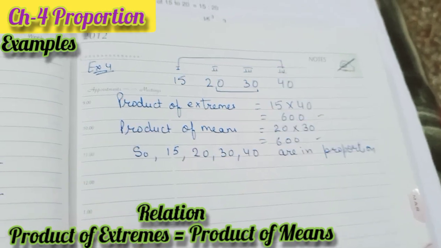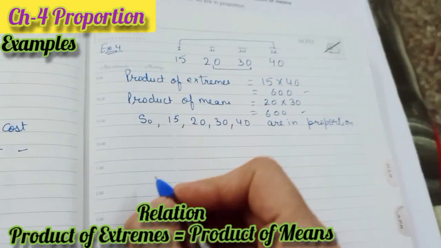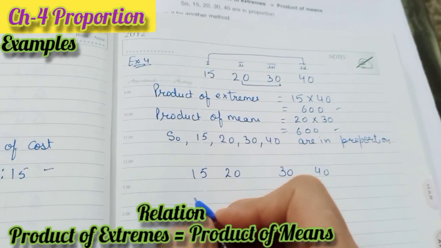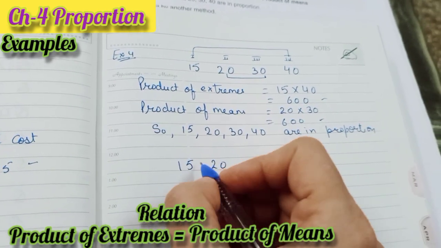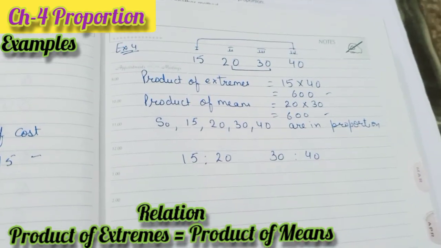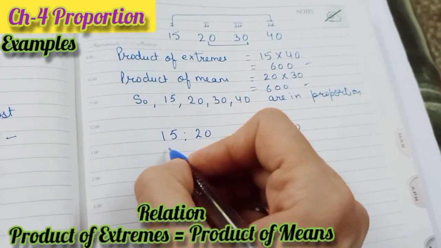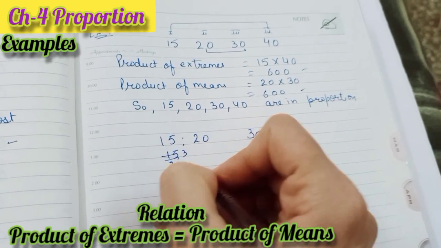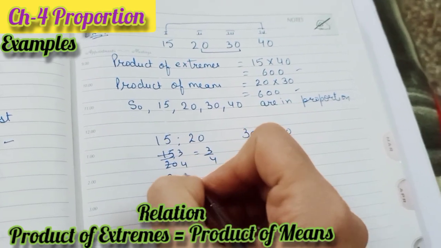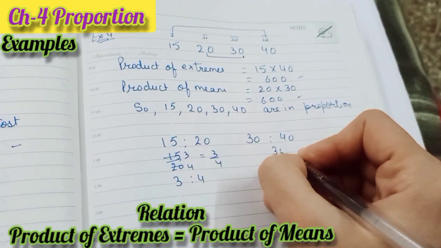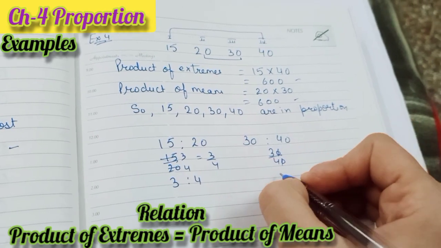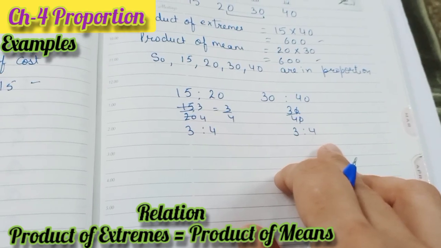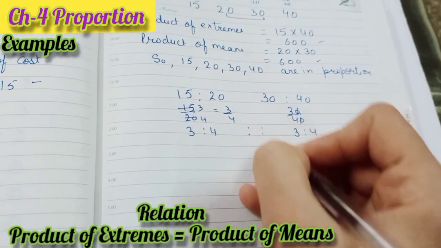And one more method, take first two terms. We are having four terms. Take first two terms and find the ratio of these two terms. We get 15 by 20. 5 threes are 15, 5 fours are 20. We get 3:4. Here we get 30 by 40. 0 cancel. So again we get 3:4. Both the ratios are equal, so they are in proportion.